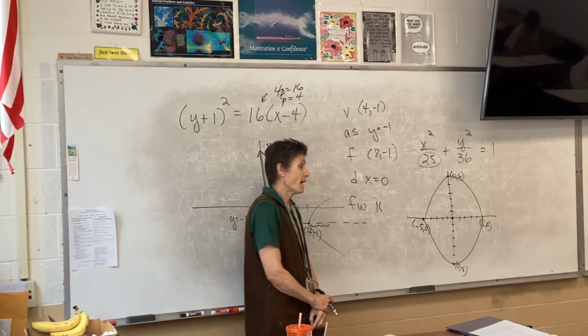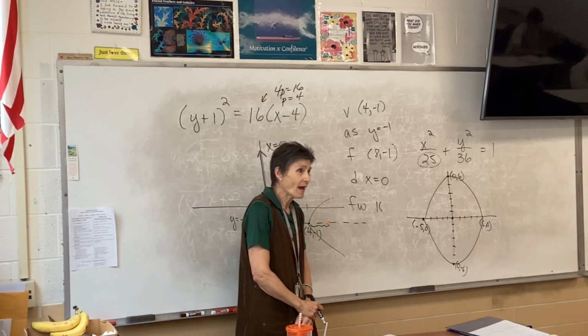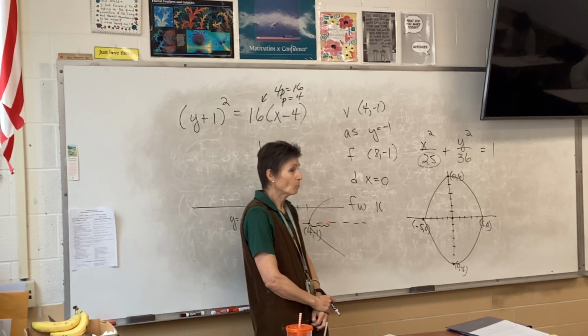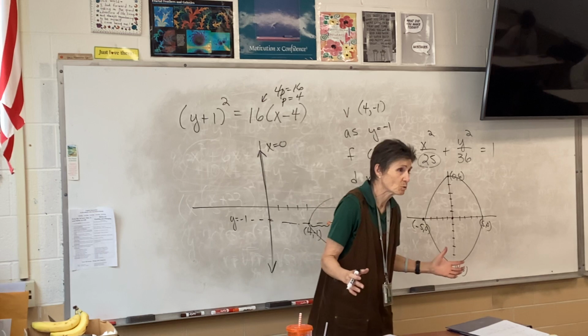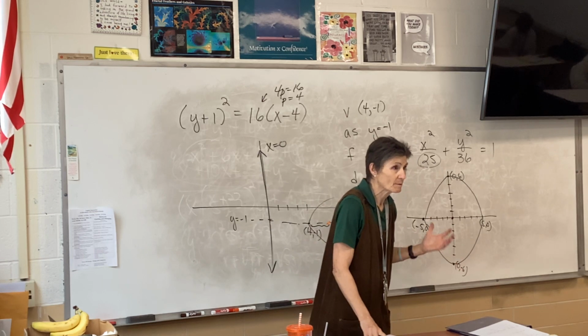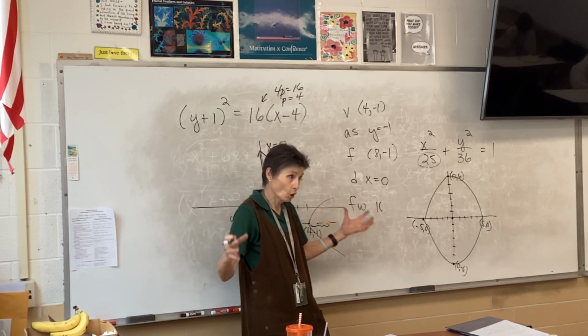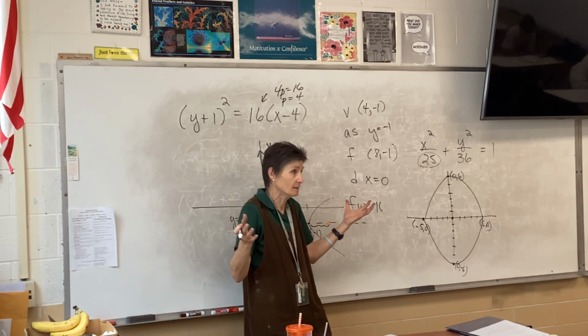Ellipses also have a major axis and a minor axis. And how you tell which is which is how. How do we know which one's major? It's the biggest one. It's the longest one. An ellipse will always have a long one and a short one. That's what makes it an ellipse.